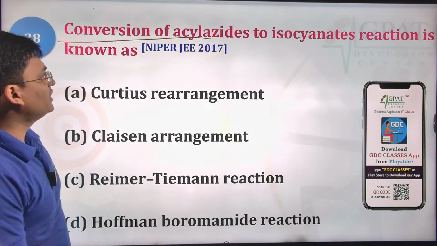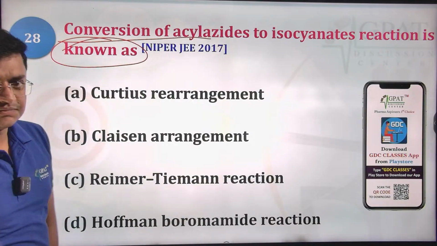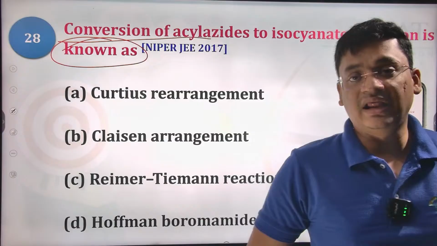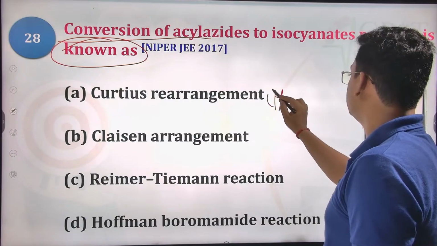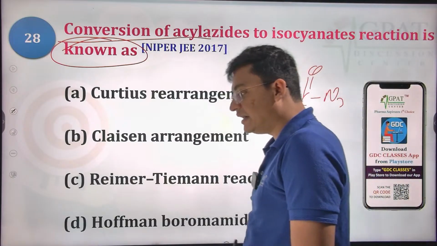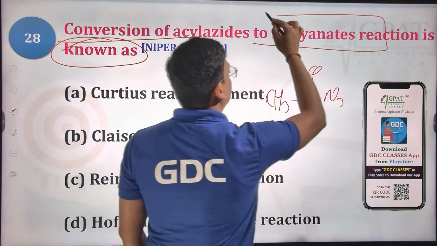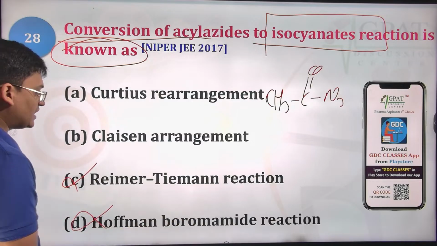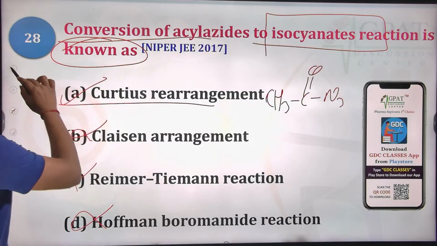Moving to the next question, conversion of acyl azides to isocyanate reaction is known as. We have acyl azides, an acyl group attached with the N3, like CH3, C double bond O, N3. This is an acyl azide. When this acyl azide gets converted to isocyanate, the reaction will be Curtius rearrangement, Claisen rearrangement, Reimer-Tiemann reaction, or Hofmann bromamide degradation reaction. It will be the Curtius rearrangement reaction. A is the right answer.